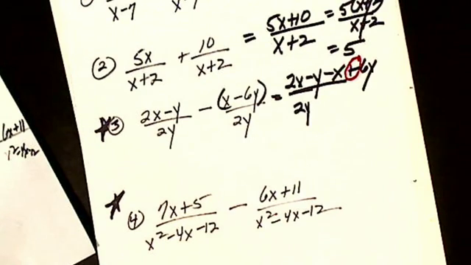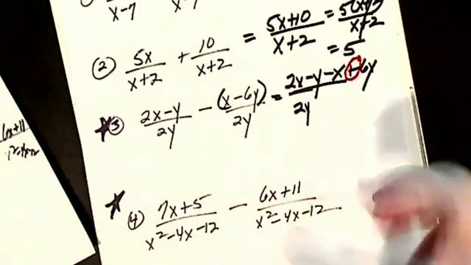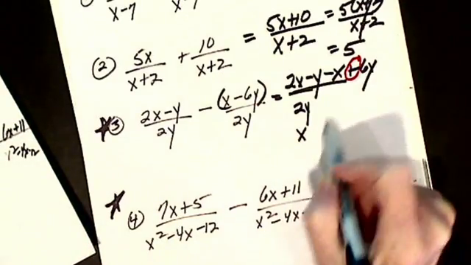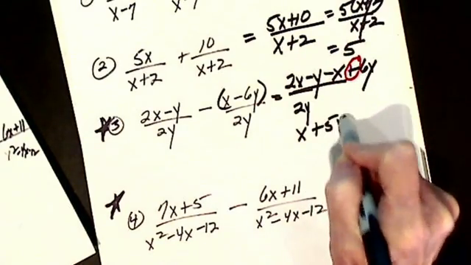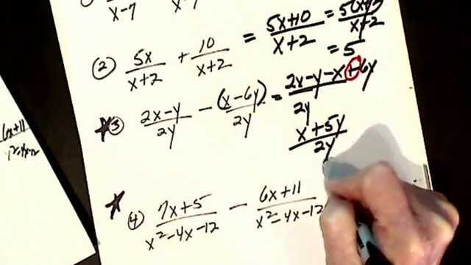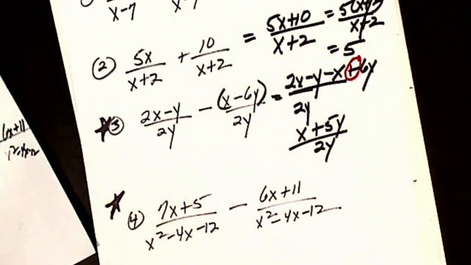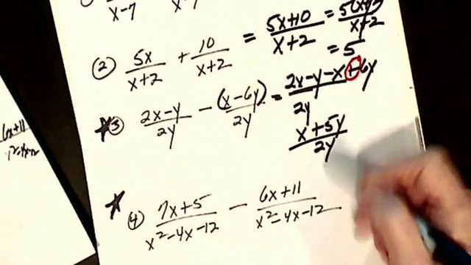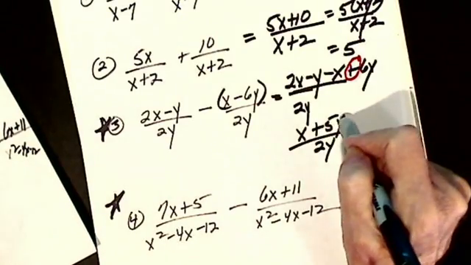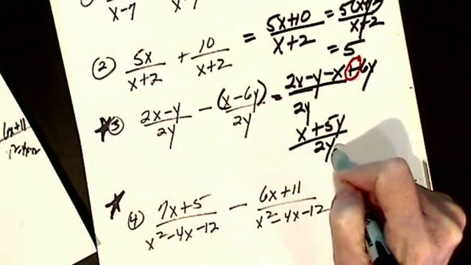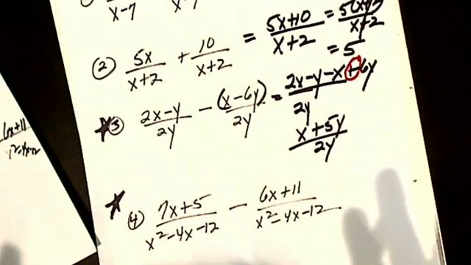Then you just do your thing. Combine like terms. So I'm going to get 2x minus x is just going to give me x. Minus y plus 6y gives me plus 5y over 2y. Then I do think a little bit, can I cancel the y's? And the answer is no, because 5y is a term, I can't take out a piece of it.